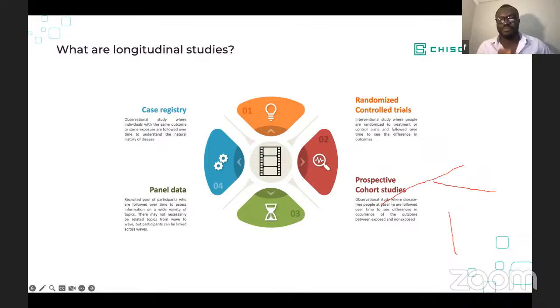So the bottom line I'm trying to make here on this screen is that saying your study is longitudinal does not give us enough context, because longitudinal simply means that the study involves follow-up over time. So after you have told us longitudinal, you now have to tell us the kind of design it is, because longitudinal in and of itself is not a study design.